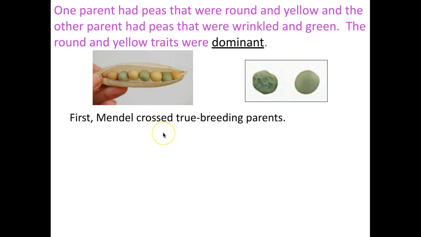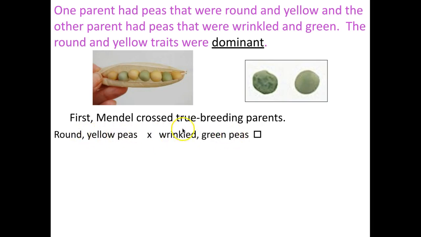So first he crossed true breeding plants. Again, what true breeding plants are, guys, to reiterate, this is one of your vocabulary words, it's just plants that form offspring with themselves. So the pollen from the male part or the stamen fertilizes the egg inside of the pistil on the same plant. So he did this, and he crossed round yellow seeds with wrinkled green peas.